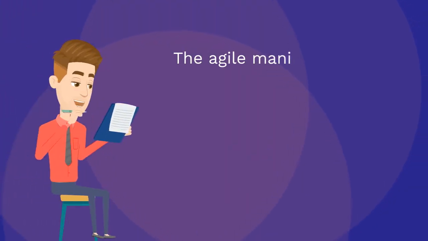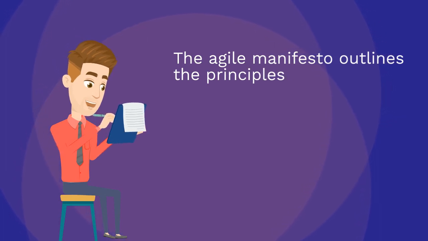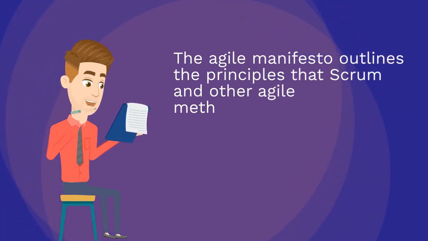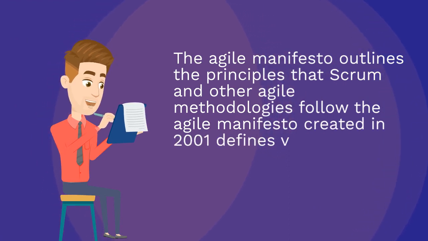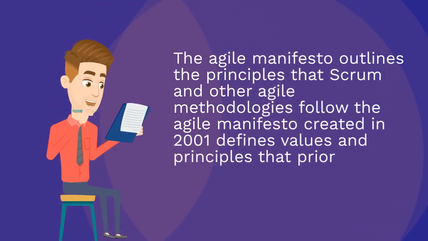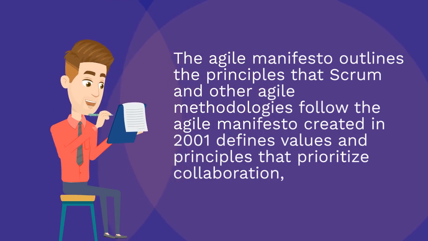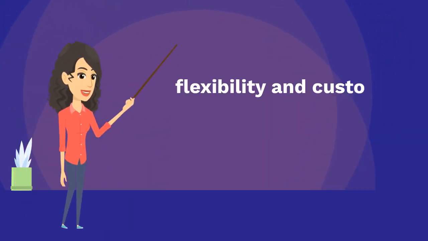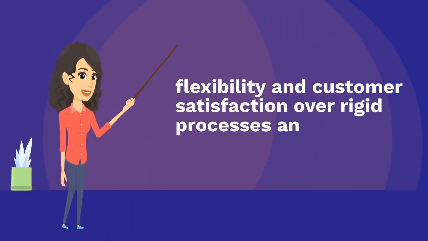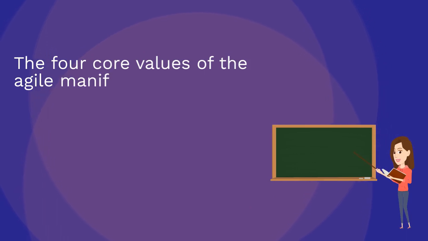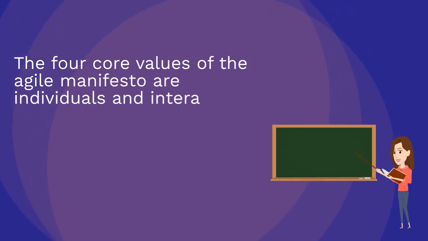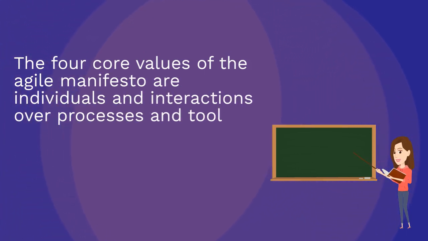The Agile Manifesto outlines the principles that Scrum and other Agile methodologies follow. The Agile Manifesto, created in 2001, defines values and principles that prioritize collaboration, flexibility, and customer satisfaction over rigid processes and lots of documentation.